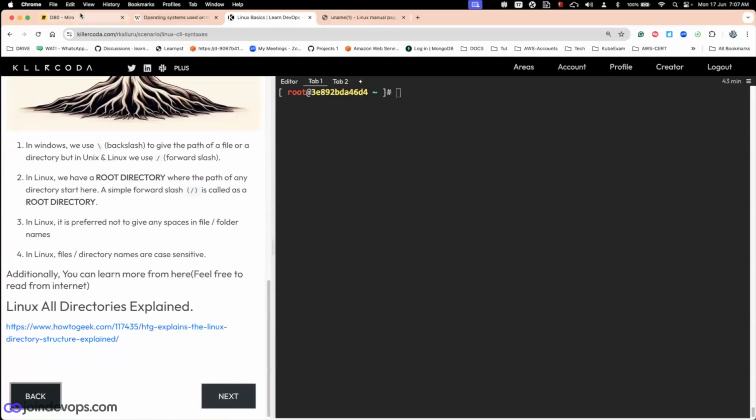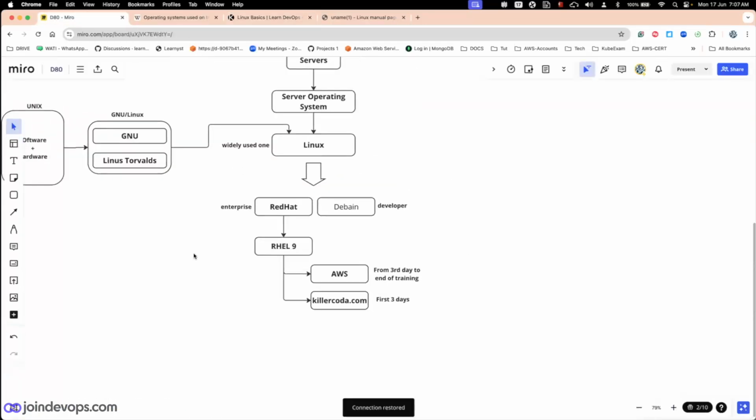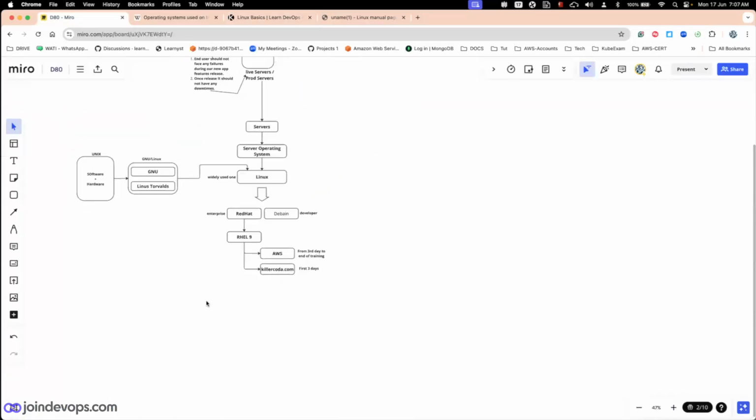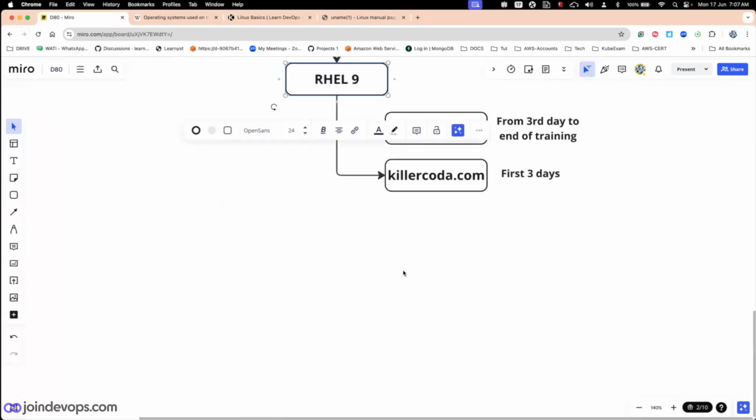So for today, this is the history, by the way. Just to recall, we ended up going with learning Red Hat 9, and for Red Hat 9, we are going to start with Killercoda for the first 3 days and AWS. So that means every one of you needs to create your AWS account.